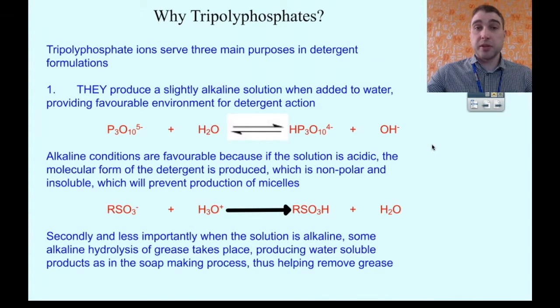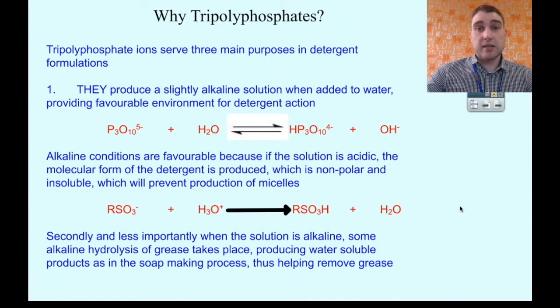So why do we add tripolyphosphates to water? Well, number one reason, they produce a slightly alkaline solution when they're added to water, and alkaline solutions are favourable for detergent action. We can see how they form a slightly alkaline solution if we have a look at this equation. P3O10 5- plus H2O goes to P3O10 4- plus hydroxide ions. We're getting hydroxide ions produced when we're putting these things in water. It's a weak base, not a strong base, so we're only getting some hydroxide ions being produced, so we're only just making the solution slightly basic.